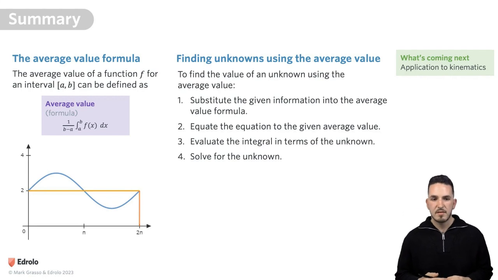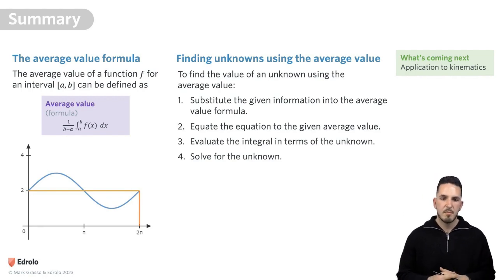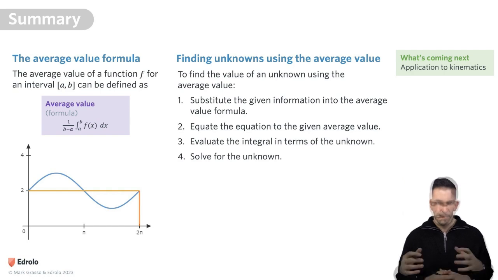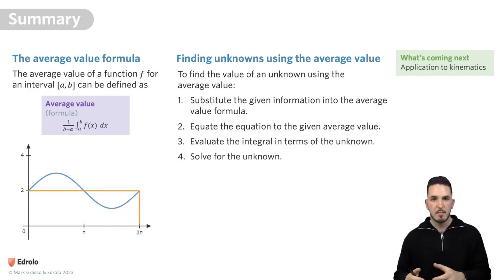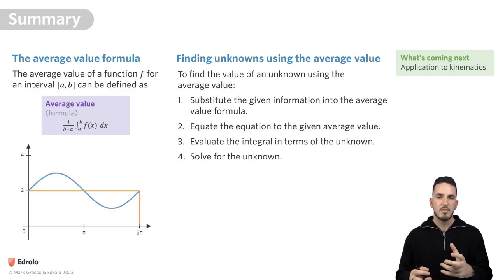So in summary, the average value formula is 1 divided by b minus a, where b is the upper bound and a is the lower bound, times the integral from a to b of f of x dx. When you want to find unknowns using the average value, you substitute the given information into the average value formula, equate it to the given average value that they've provided, evaluate the integral in terms of the unknown, and then solve for the unknown. And if you're doing this on your CAS, make sure you put comma and the variable that you're solving for, instead of, as sometimes students do, comma x. We're integrating with respect to x, but the variable we're trying to find, in our case, is a.